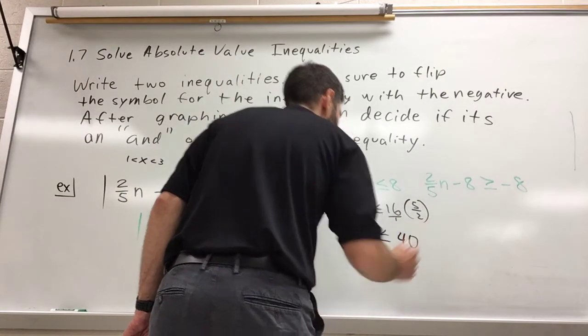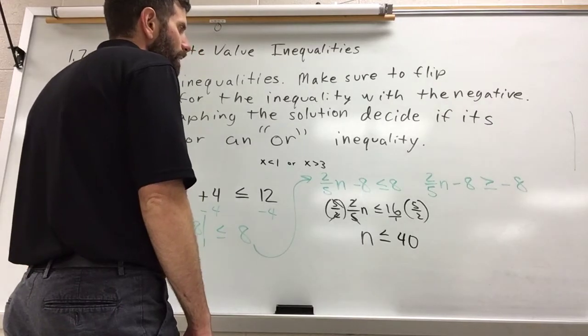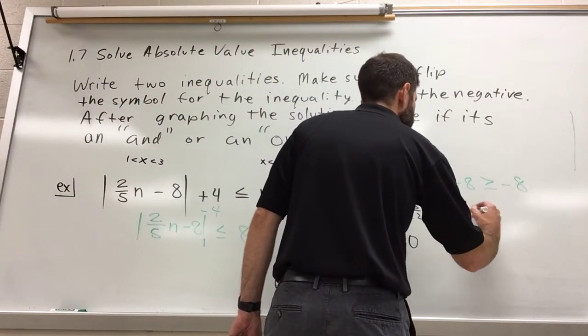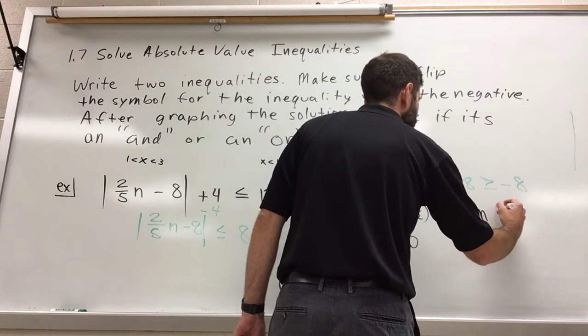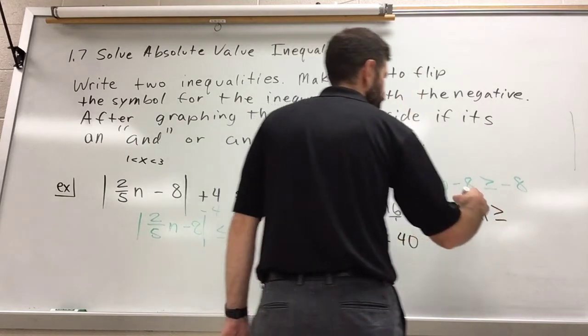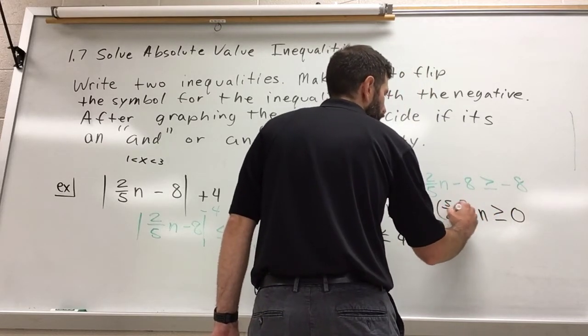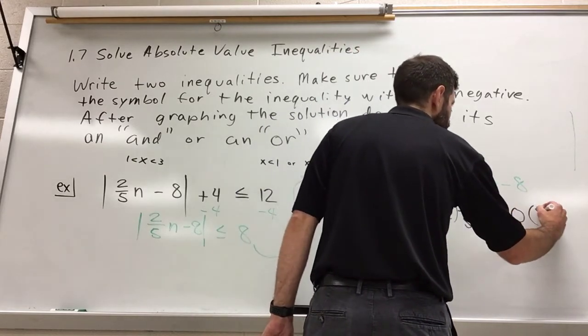40. On the other side, add the 8 over. We get 2/5 n is greater than or equal to 0. Multiply by the reciprocal to undo it. We get a whole lot of 0.